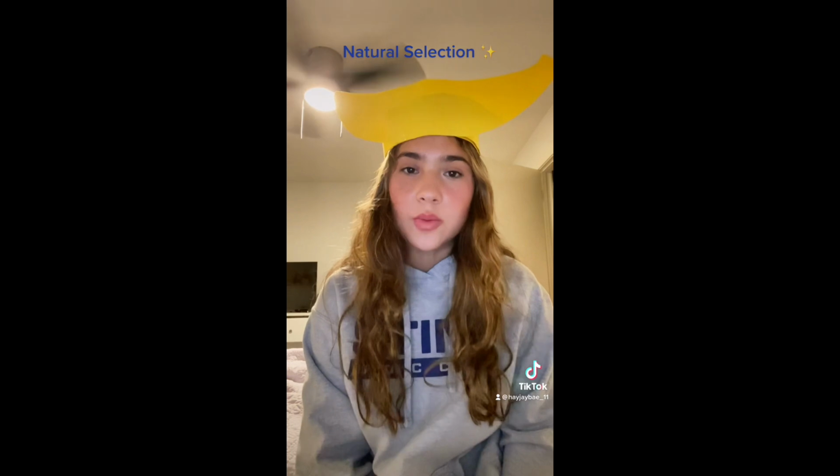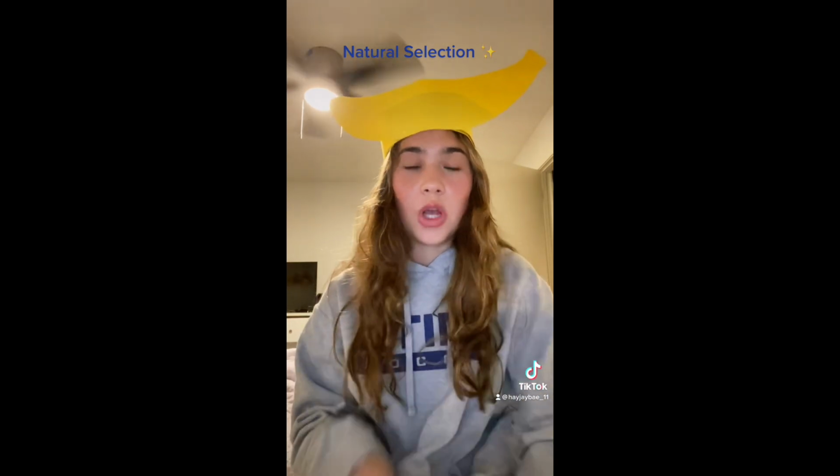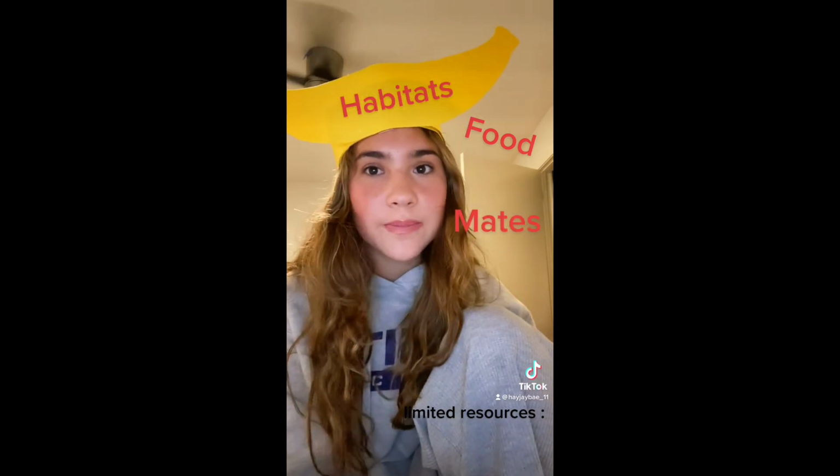So Charles Darwin was the first person to come up with the idea of evolution known as natural selection, which is where the organisms that are better suited for their environments are more likely to survive and reproduce offspring. And he came up with this concept of natural selection based off his observations that traits are heritable, so they're passed down from parent to offspring, and more offspring are produced than are able to survive in an environment because of limited resources like food, habitat, or even mates.